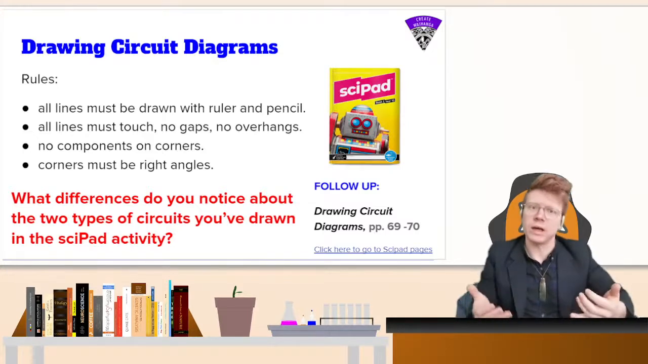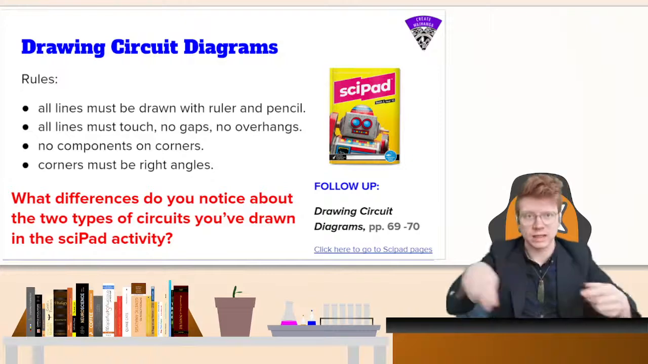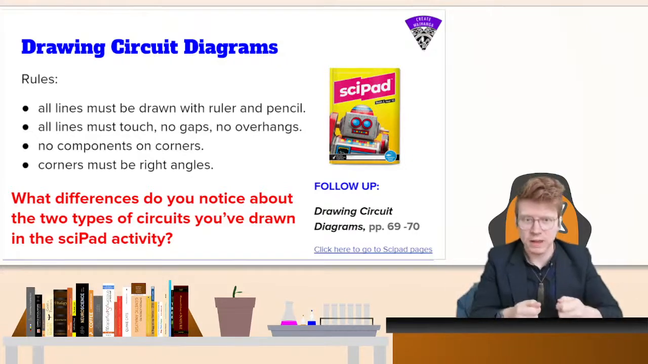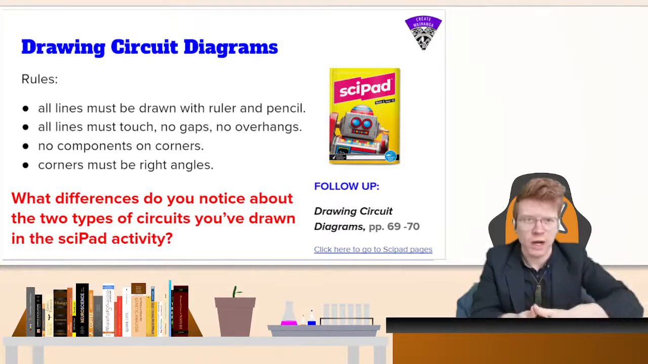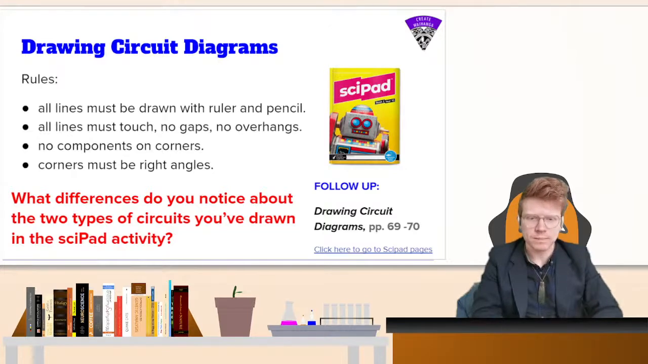Now, just as in a circuit, in order for the circuit to conduct electricity, all the wires have to be touching, right? We need to draw our lines so they're all touching. Otherwise, we might be communicating to somebody that they don't need to connect the wires at the corners. We also try and put components not on corners. That makes it easier to see how those components are wired together. And we have all corners being at right angles because otherwise our drawings, particularly when they get more complex, can get pretty untidy pretty quickly.